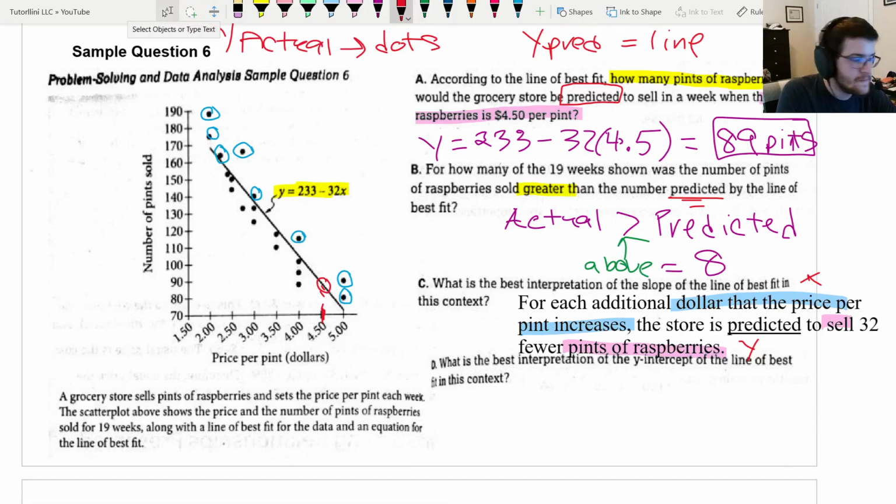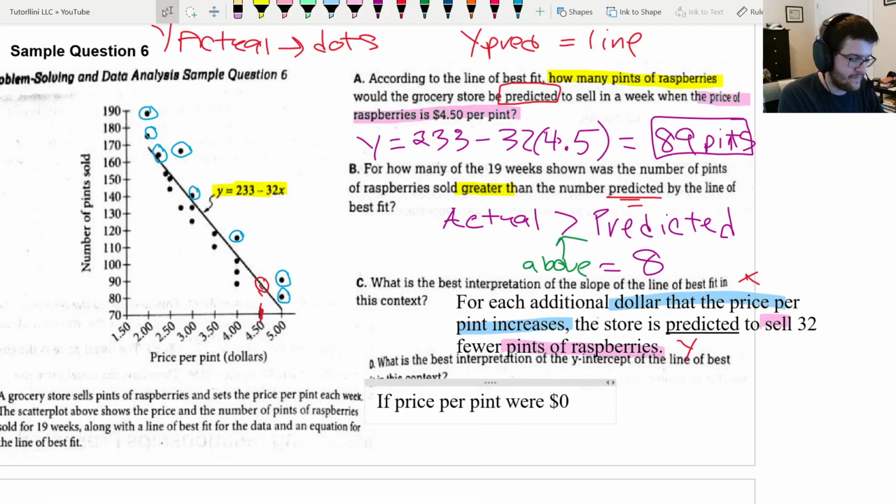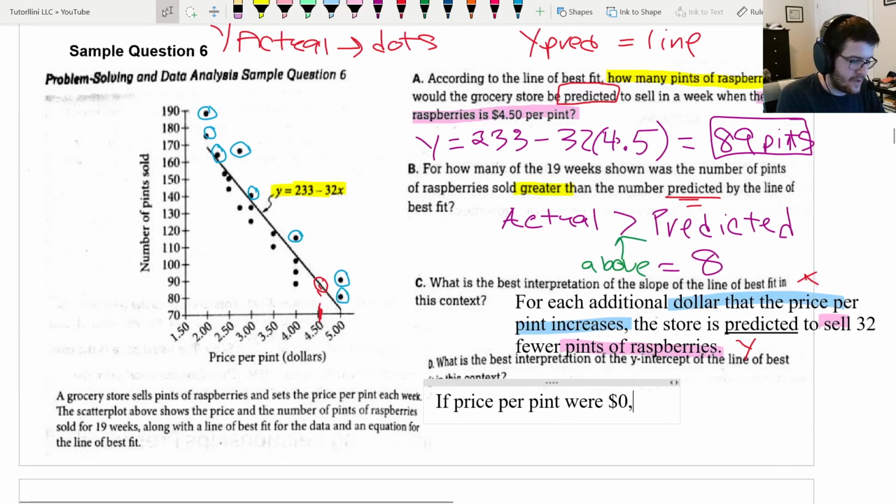Okay, great. Let's keep going. So the next question is asking about the y-intercept. So the y-intercept is the y value when x equals 0. So if the price per pint, that's the x, right? If the price per pint were $0, x is 0. And then you plug in 0 and you can see it's 233.